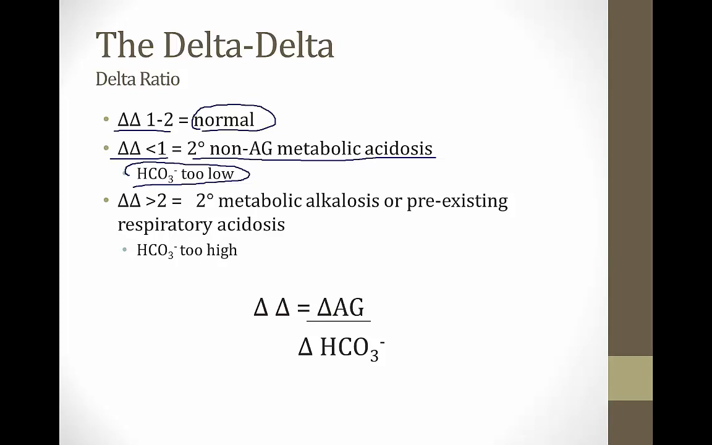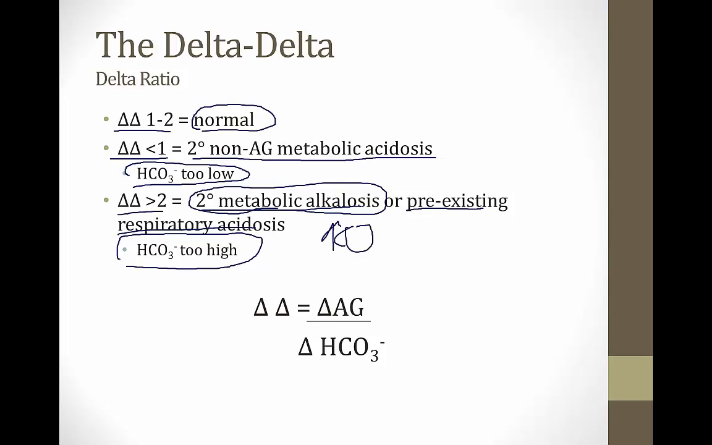the level too low. If the delta-delta is greater than 2, it means there's a secondary or concomitant metabolic alkalosis or a pre-existing respiratory acidosis. This happens when the bicarb is too high. So you have an anion gap metabolic acidosis, but the bicarbonate level is higher than expected. The two reasons that occur are if you have a concomitant metabolic alkalosis, or if the patient has a pre-existing chronic respiratory acidosis. This means they chronically retain CO2 in their lungs and they walk around with a high bicarb from the renal retention. Either of these two acid-base disorders can give you a high bicarb, and that's why you end up with a delta-delta greater than 2.